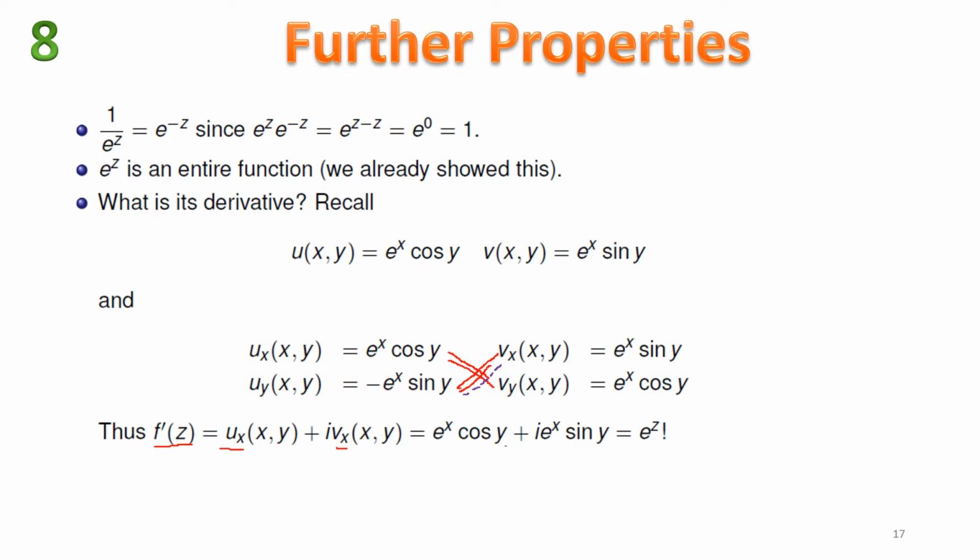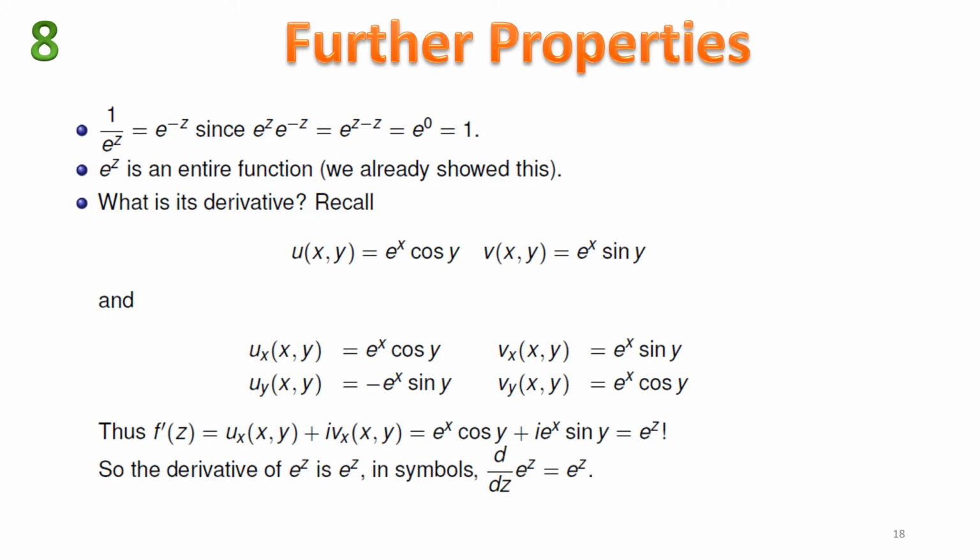Now f dash of z we can write as e to the x cos of y plus i times e to the x sine of y, and it is obviously e to the z. So this exponential function when differentiated gives the same function, so it is behaving the way it behaves for real functions. So the derivative of e to the z is e to the z, and the symbol we are using for differentiation is d dz of e to the z is equal to e to the z.